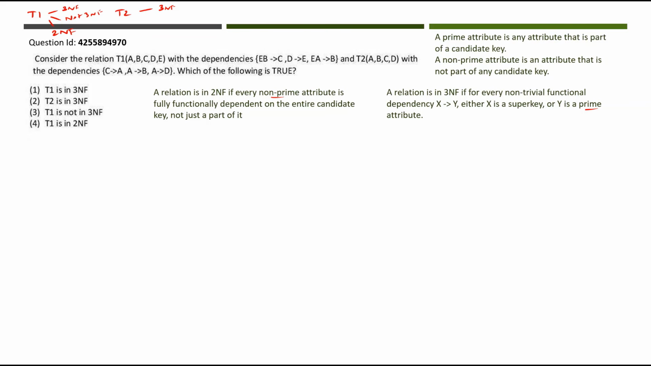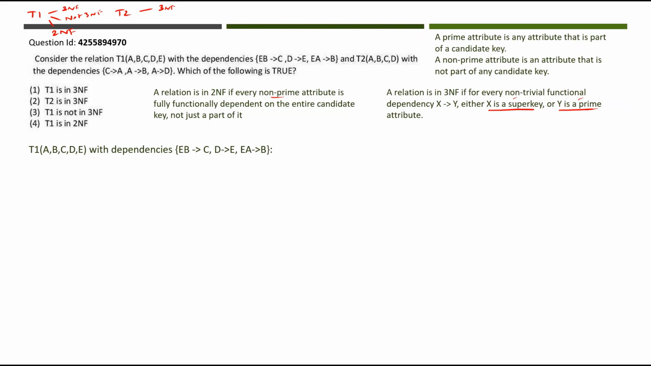So here in 3NF they say either X should be a super key or Y should be a prime attribute. What about 2NF? They say every non-prime attribute should be fully functionally dependent on the entire candidate key, not just a part. If they say EC is a candidate key, it should be fully dependent on EC and not just E or just C. Okay. Now we'll just start working out.